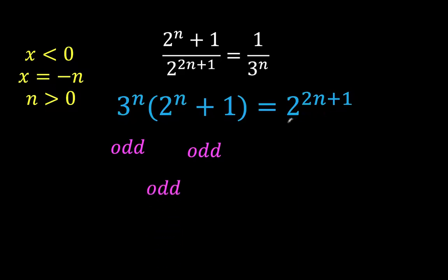Now here, 2 is the base, and 2n plus 1 could be any positive integer because n is a positive integer. So 2 raised to that positive integer would always result in an even number. So you have an odd number at the left side, you have an even number at the right side, which is not correct. And therefore we say that there is no solution for this case.